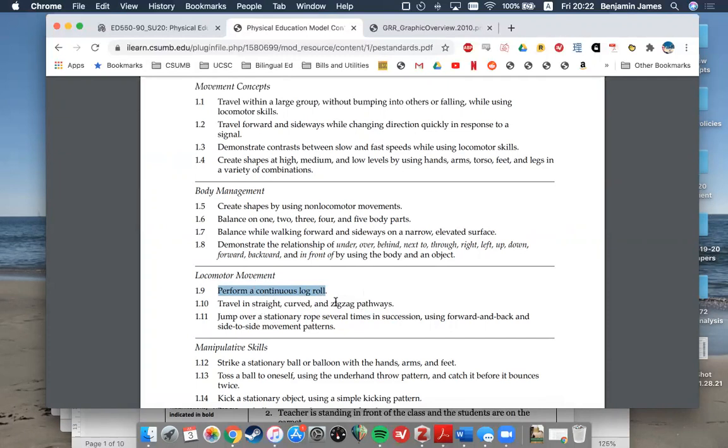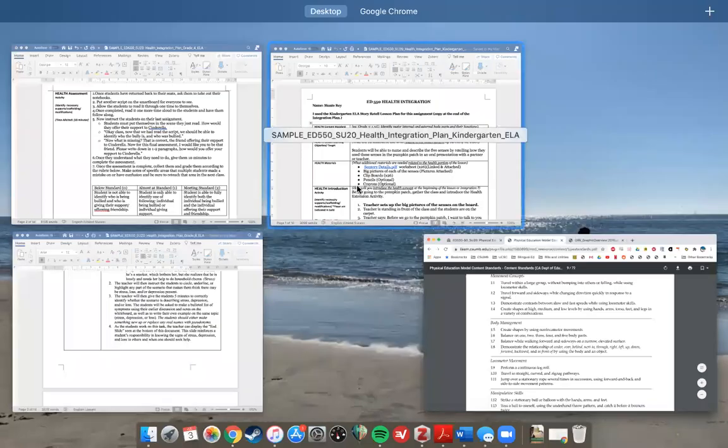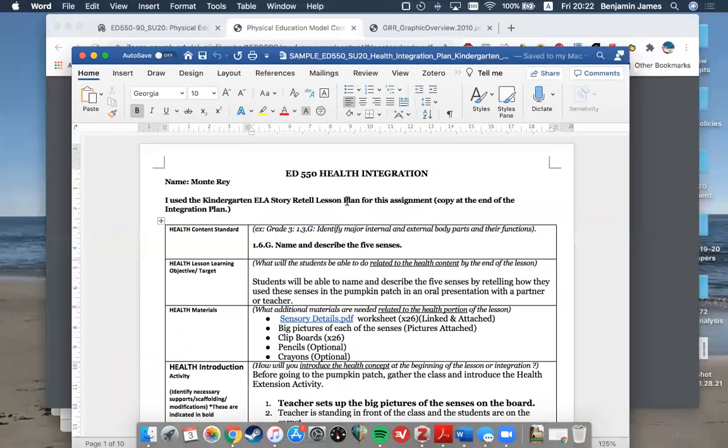So you want to really think about the standard that you choose. If it's a super yes or no, they can do this thing or they can't, and it's only one thing like this, a continuous log roll, you might want to reconsider how you can stretch that a little bit further here. And I think thinking about what the theme is can be helpful too. Okay, so let's go back to the kindergarten lesson plan here.